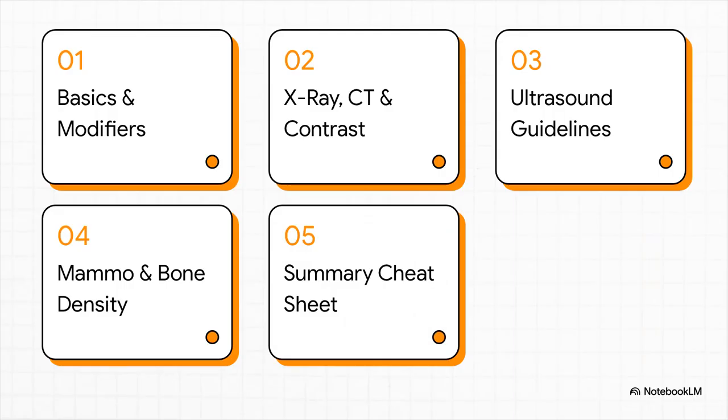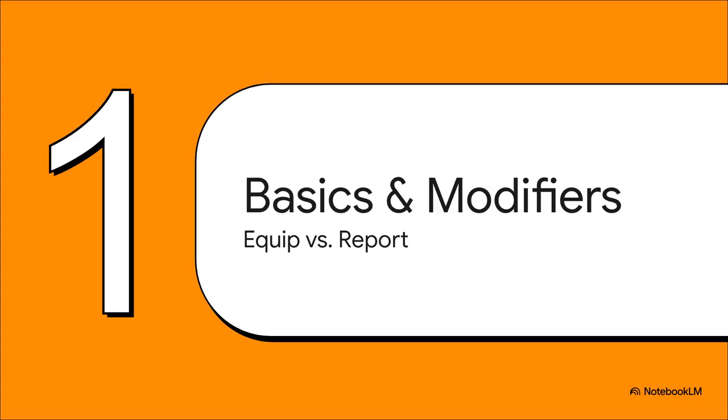All right, here's our game plan for today. 1. Radiology basics and modifiers. 2. X-ray, CT, and contrast. 3. Ultrasound coding exam guidelines. 4. Mammography and bone density. And 5. Our Part 83 summary cheat sheet. Let's kick things off with Section 1, Radiology Basics and Modifiers.